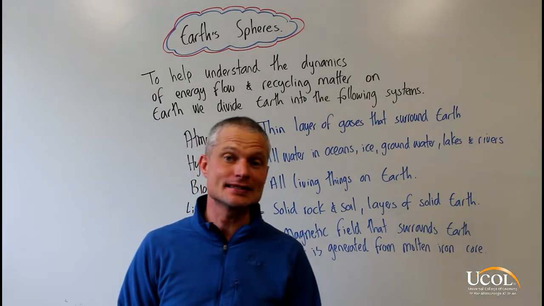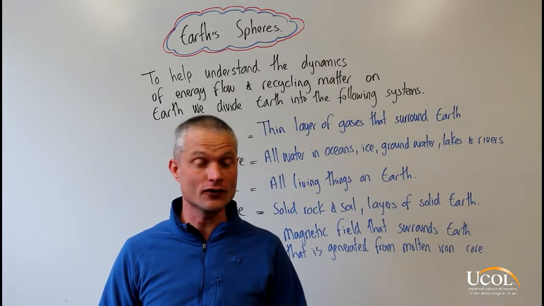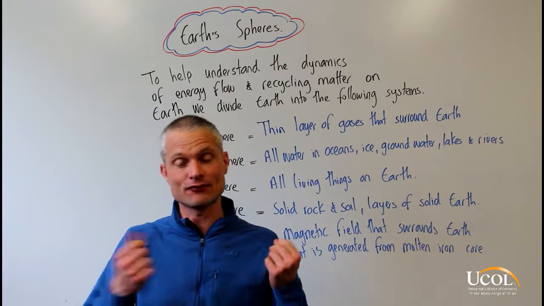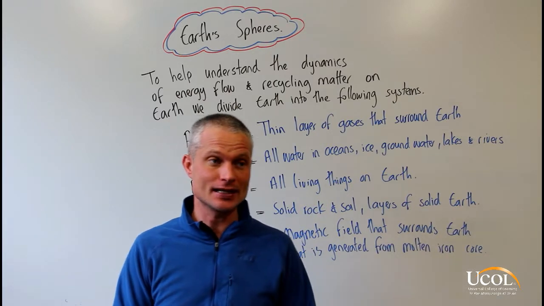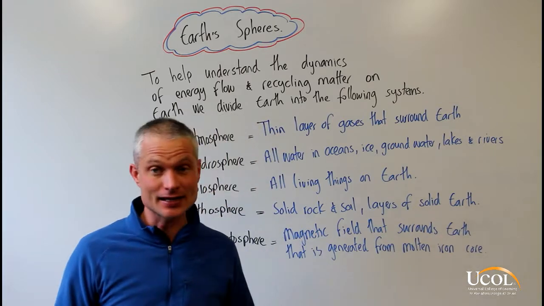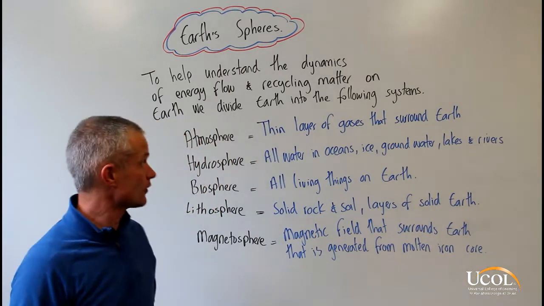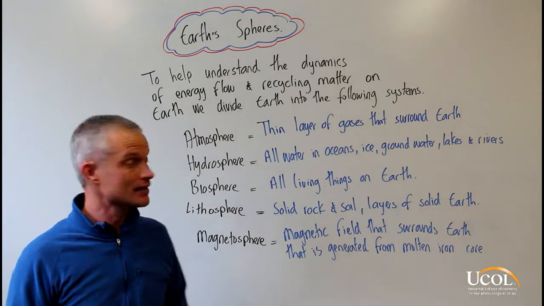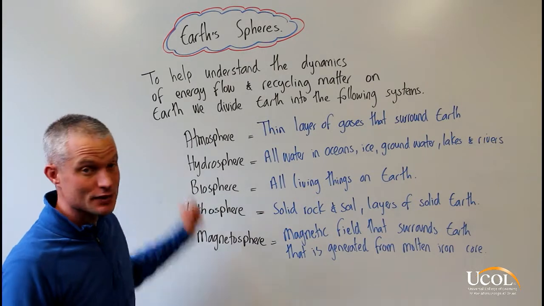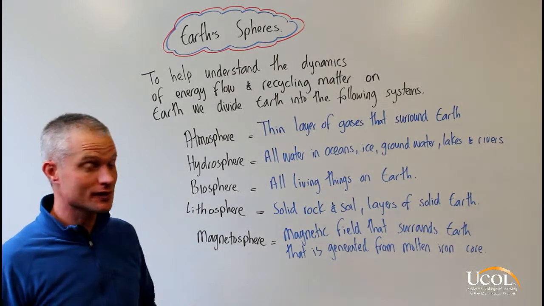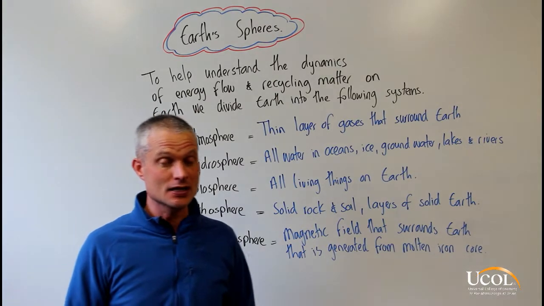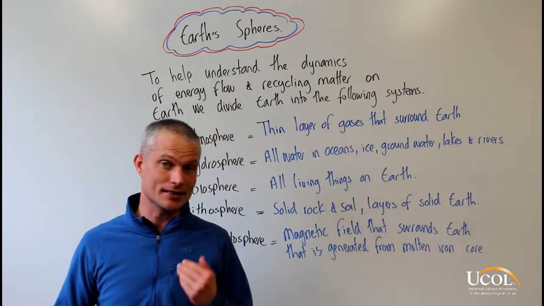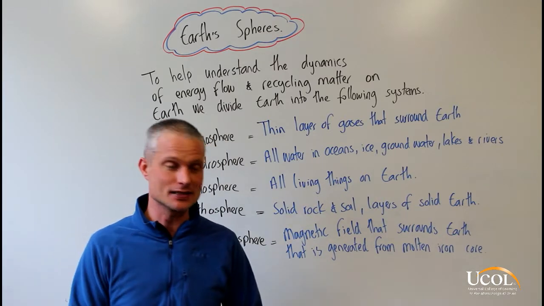To better understand the function of Earth, how energy flows through Earth, and how matter is recycled on Earth, we break down the science of Earth into a couple of different spheres. These spheres are the atmosphere, the hydrosphere, the biosphere, the lithosphere, and the magnetosphere. I'll just quickly go through each one and some of the distinguishing properties of each one.